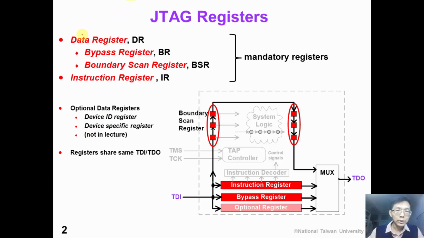There are two types of JTAG registers: data register (DR) and instruction register (IR). There are two important data registers: the bypass register (BR) and the boundary scan register (BSR). These three types of registers are mandatory. They are required by the JTAG standard.